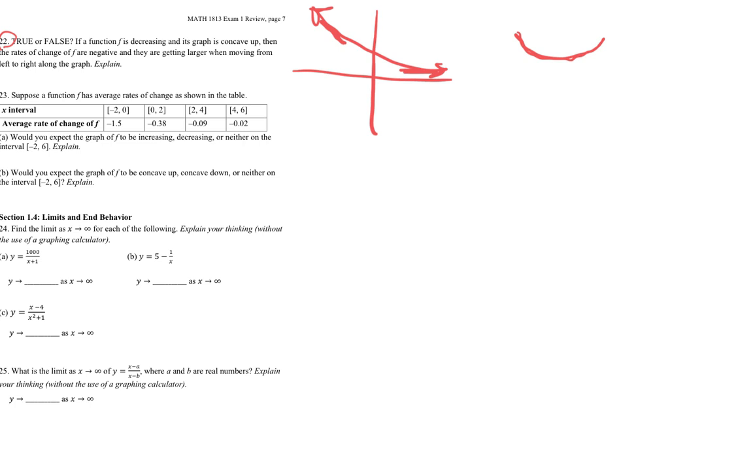So this one here is true, because again, the definition of concave up is that the slope is getting larger, and if our function is decreasing, then the rate of change is negative. So both those parts here, negative and getting larger, are true.